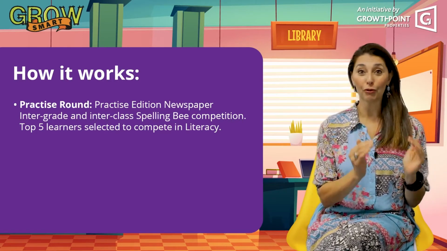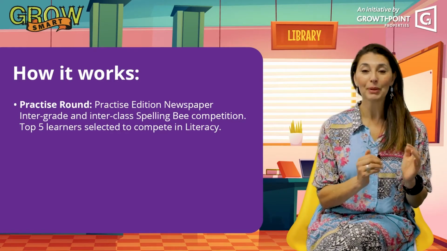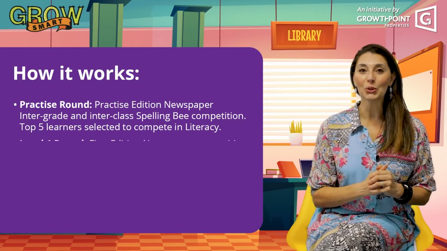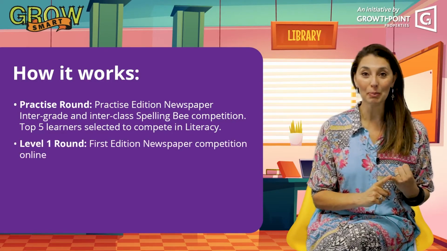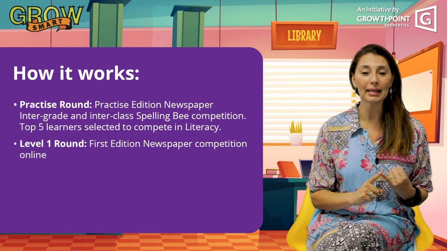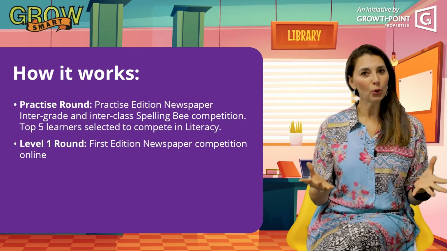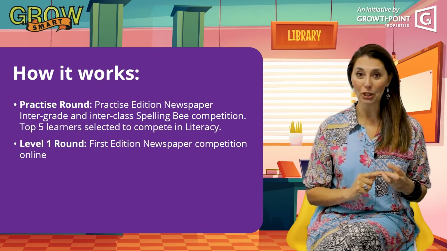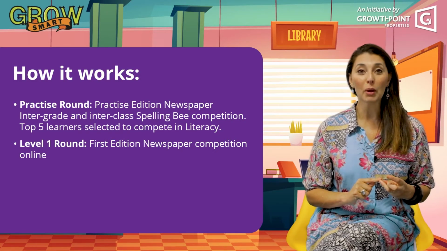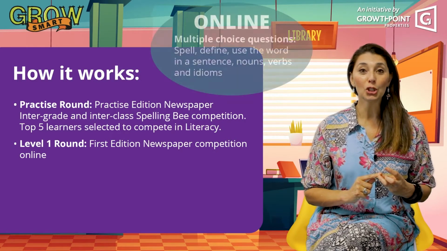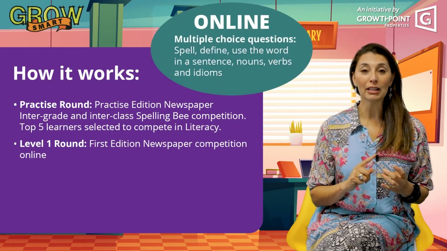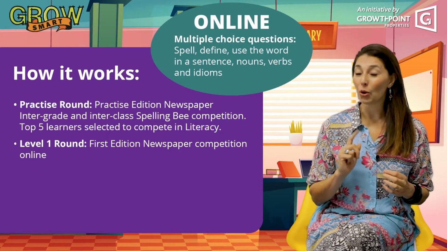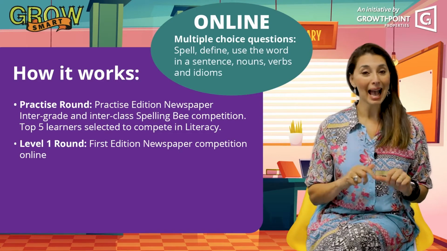What happens after that? So now you have your 5 learners, right? Excellent. Then you need to use our Edition 1 newspaper. Edition 1 is for Level 1. What are all the things that we are going to ask you? Well, firstly, it's an online competition where we are going to ask you to be able to spell, define, use the word in a sentence. There are also nouns and verbs and idioms.